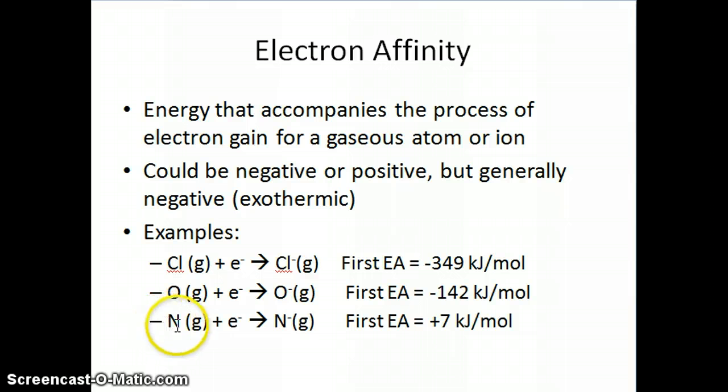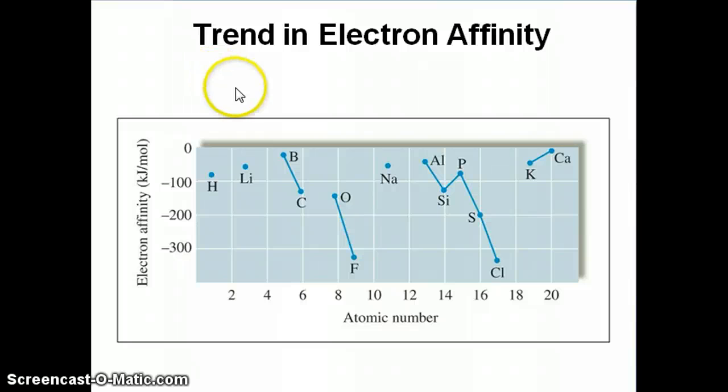Now when you get to nitrogen, it actually becomes a positive value. In other words, nitrogen really doesn't like to form this N minus ion, because it becomes an endothermic process. So that's something you want to keep in mind. But again, the majority of the time, the values of electron affinity are negative. Now, let's take a look at the trend real quick for electron affinity.